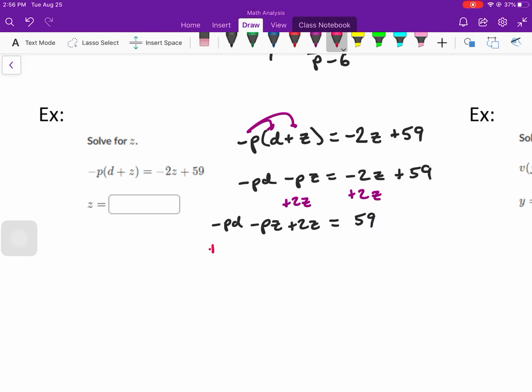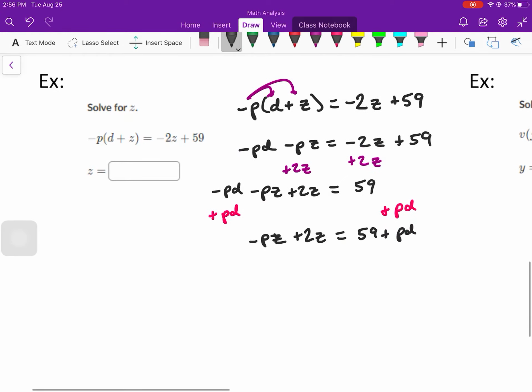Then I'm going to move this pd to the other side. So I'll have negative pz plus 2z equals 59 plus pd. Now typically if one's negative and one's positive, we usually put the negative on the right and the positive on the left. It's kind of a good habit.